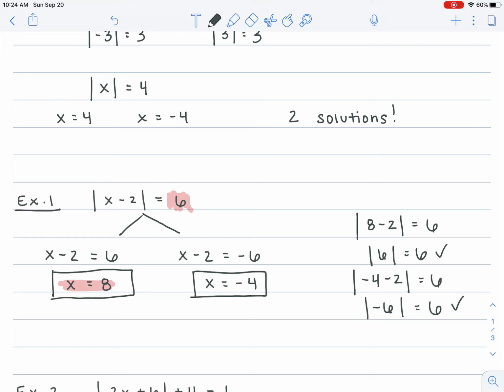Because again, you're looking for values, the positive value that you plugged into that equation and the negative value that you plugged in, make it true.